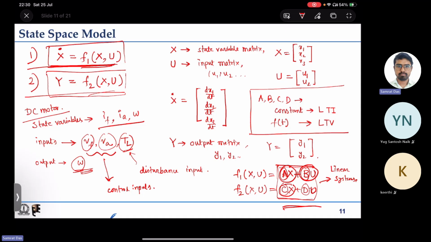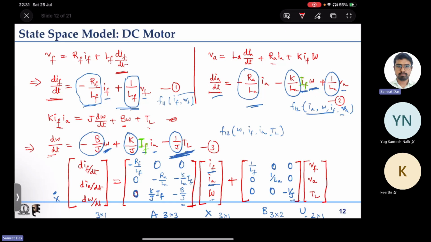Based on that, we can tell whether the system is a linear system or a non-linear system. If it is possible to represent the system in the format Ax plus Bu and Cx plus Du, then it is a linear system. If it is not, then it is a non-linear system. Again, if the matrix elements A, B, C, D are all constant quantities, then it is a linear time invariant system. If the elements are functions of time, then it is a linear time variant system.